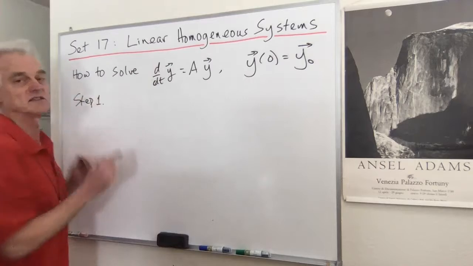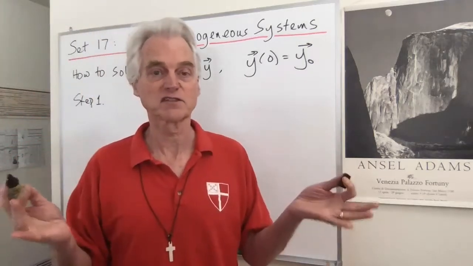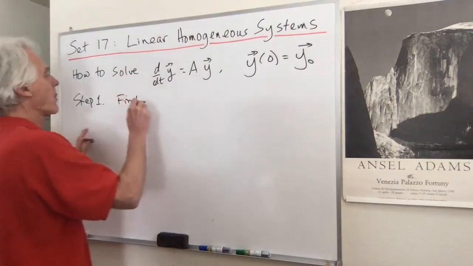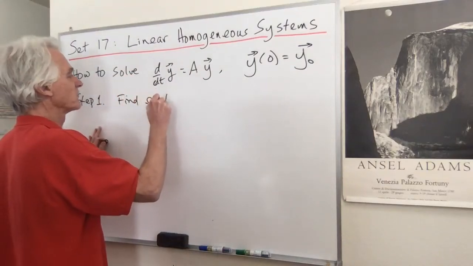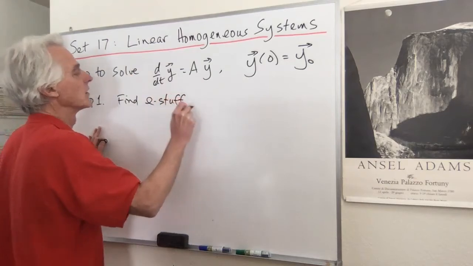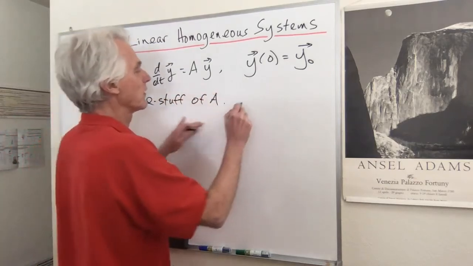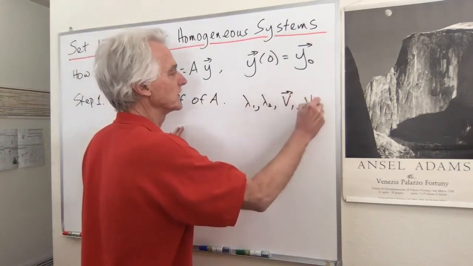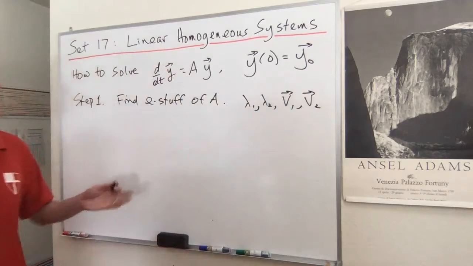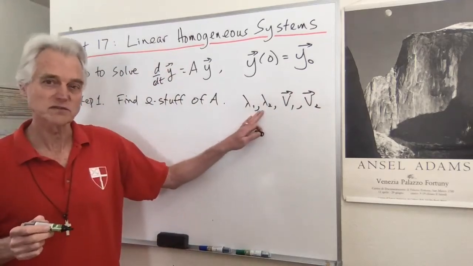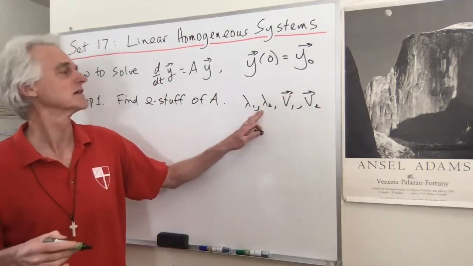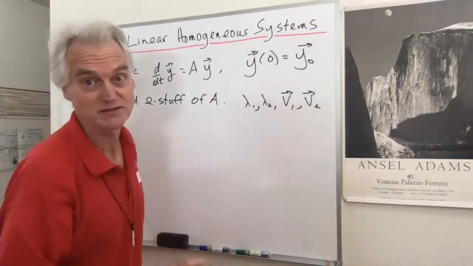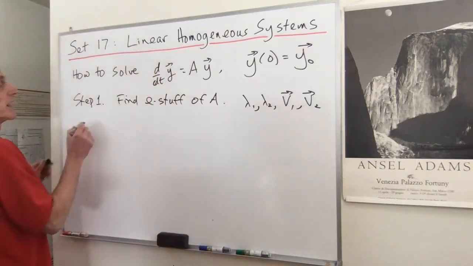Well, step 1 is you find the eigenvalues and eigenvectors of that matrix A. Find the eigen stuff of A. We're going to call it lambda 1, lambda 2, and v1, v2. So it's a 2 by 2 matrix, so there are two eigenvalues. Maybe they're equal to each other. And then there's eigenvectors. There might not be two eigenvectors. We've had that example.